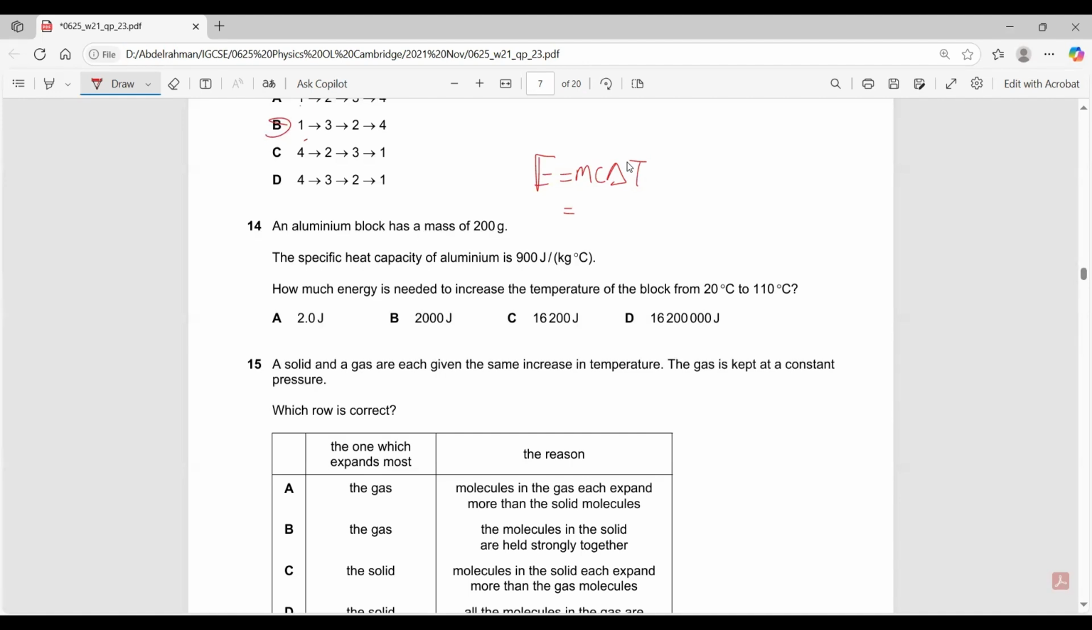No, we cannot. Why? Because the specific heat capacity is in kilograms degrees Celsius. So we have to convert this mass to 0.2 kilograms. So 0.2 times 900 times the change in temperature, which is 110 minus 20, right? Giving you a total of 16,200 joules.